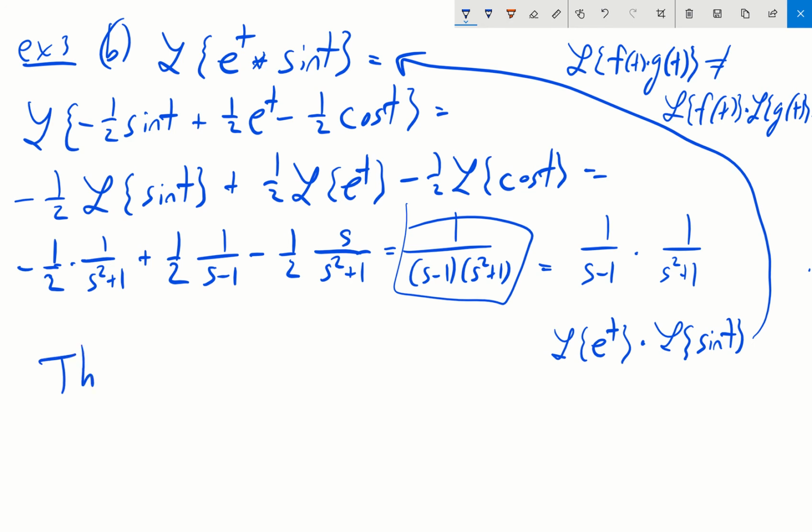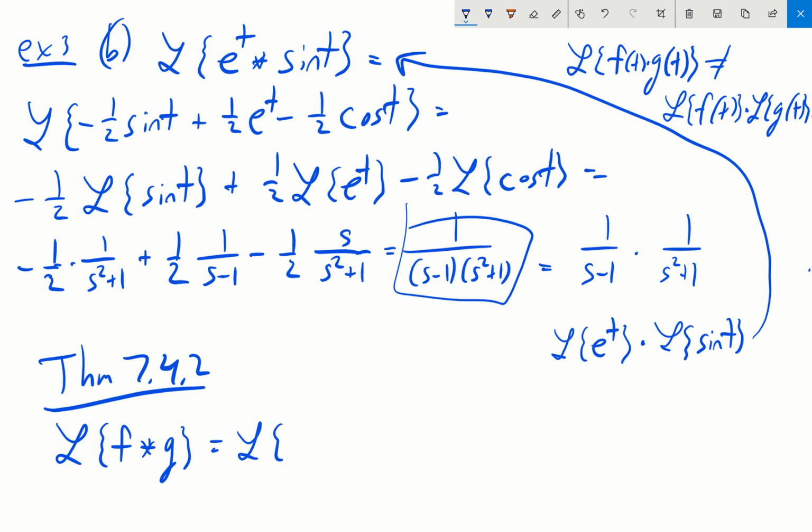This is theorem 7.42. It does turn out that with the quote-unquote product being convolution, if you have the Laplace transform of the convolution of f with g, that does turn out to be the product of the Laplace transforms of f times the Laplace transform of g, which typically we would call f of s times g of s. So this is a really awesome property that a convolution satisfies in terms of the Laplace transform that general multiplication would not satisfy.